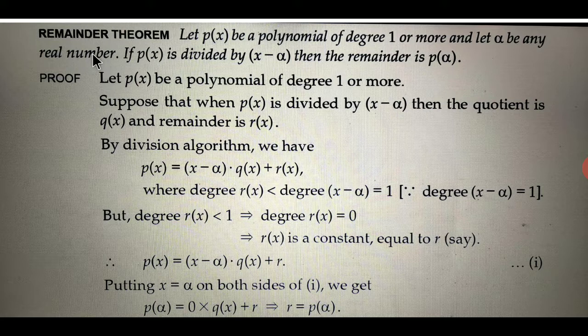Now next, remainder theorem. If p(x) be a polynomial of degree 1 or more than 1 and alpha be any real number, then if p(x) is divided by x minus alpha, then the remainder is p(alpha). It will be cleared with the help of examples. Okay.